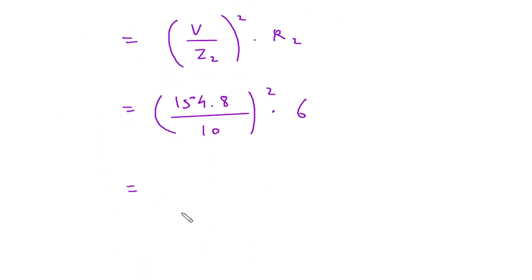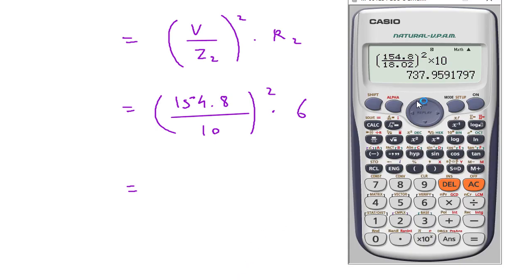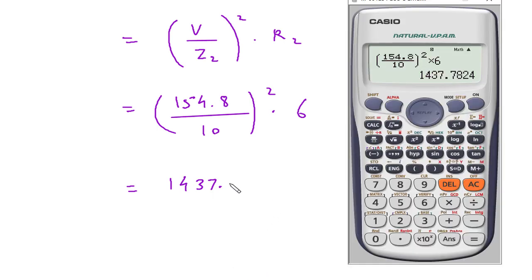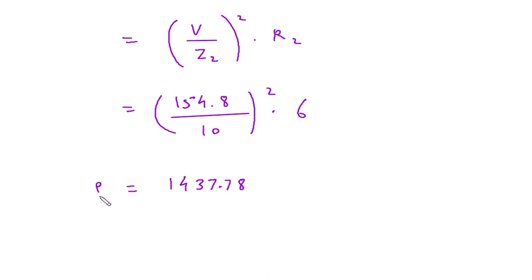So it will be 154.8, divided by, here in place of 18.02 it will be 10, multiplied by 6. So it is 1437.78. So this is the value of P2 and its unit will be watt.